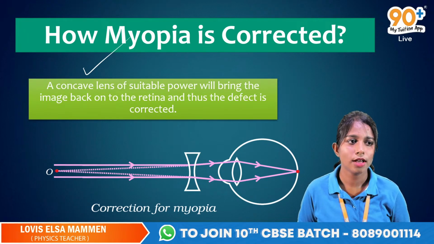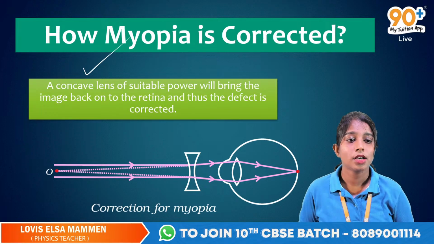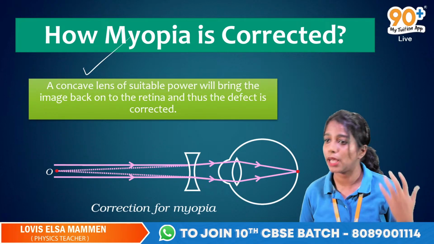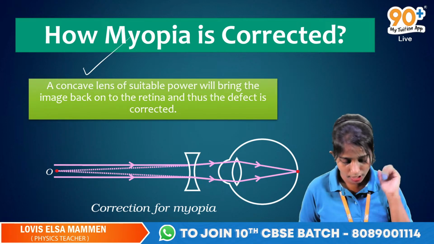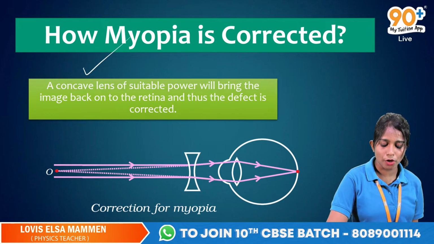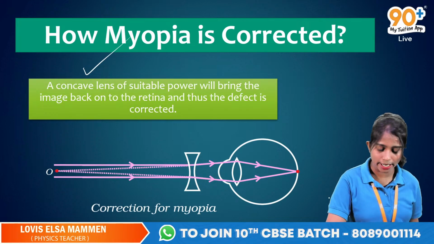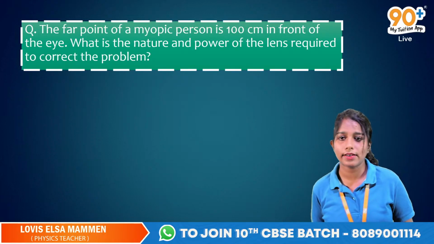Fine, understood? So the question will come like this. You may know what is myopia, hypermetropia, everything, but think that the question can come in this way. Yes. So this is how myopia is corrected. I hope you have written. It is there in your textbook. Okay, so now write.